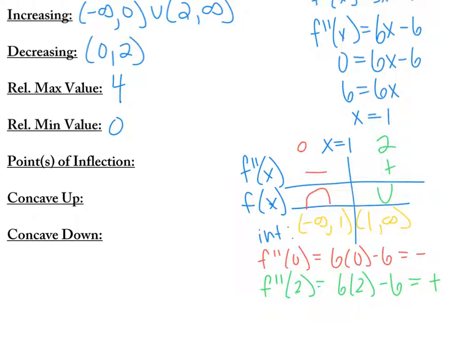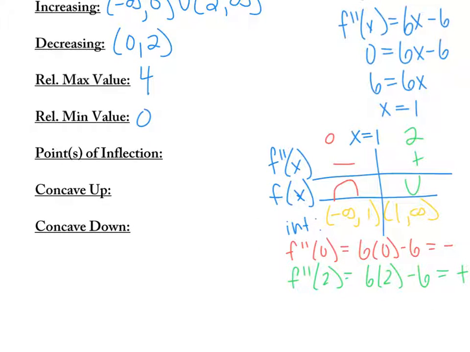Okay, so notice that the concavity changes, which means that there needs to be a point of inflection, which we had already found. So concave up is going to be from 1 to infinity. Oops, sorry, I wrote that in the wrong spot. So 1 to infinity, and then concave down is going to be negative infinity to 1. And then we still need to find the point of inflection.